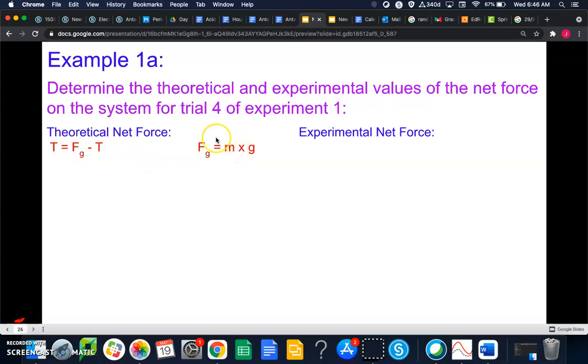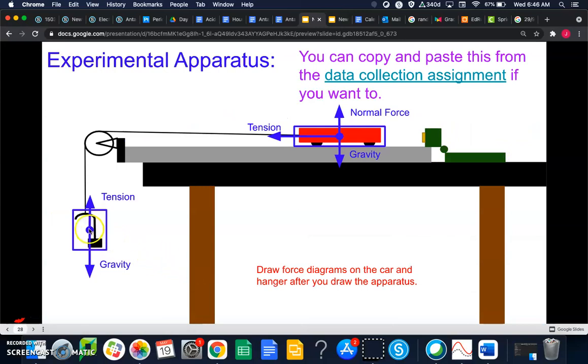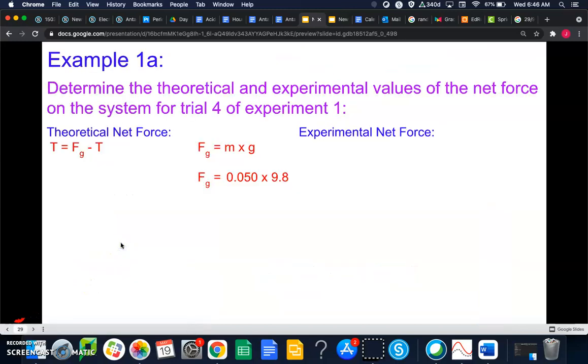And the first thing we're going to do is figure out what the force of gravity is on the hanger. The mass of the hanger is 0.050 kilograms. We can see that the hanger is the one that's hanging. It's the one that will actually be affected by gravity in terms of its acceleration for this experiment. So we're going to calculate the force of gravity on the hanger by taking 0.050 and multiplying times 9.8. And we should get 0.49 newtons.